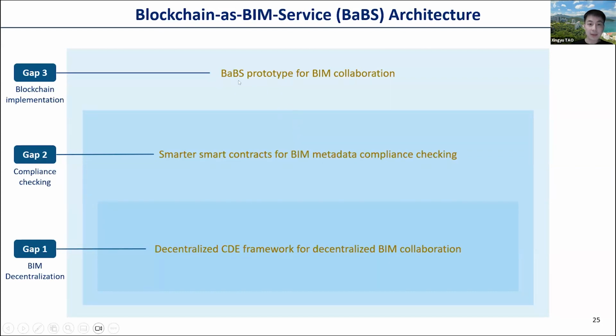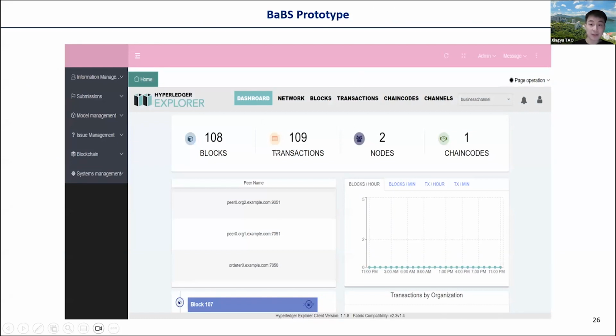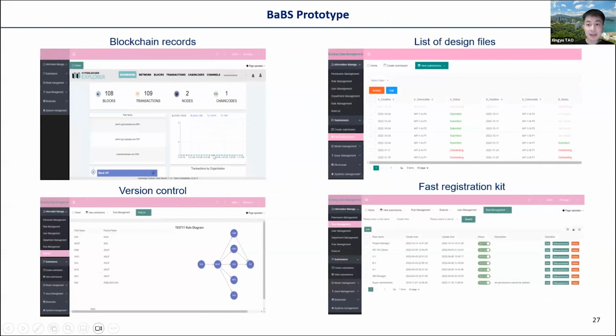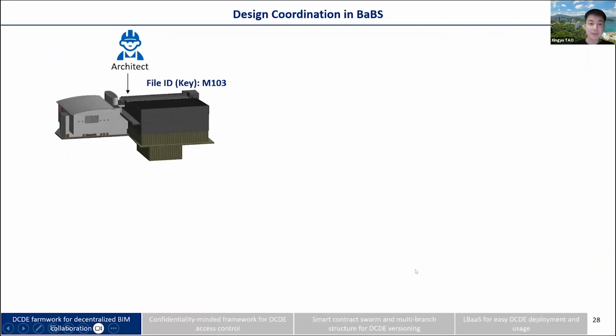So finally, we developed a BABS prototype for BIM collaboration. This is the user interface of our prototype. Professor has mentioned it already. There are three main functions: model and version management, design issue management, and blockchain records. Besides this main page, we have some other pages like the list of design files and version control, and the fast blockchain registration kit.